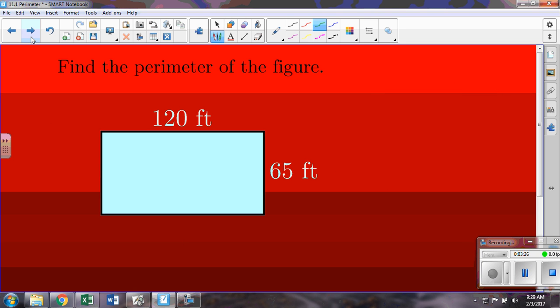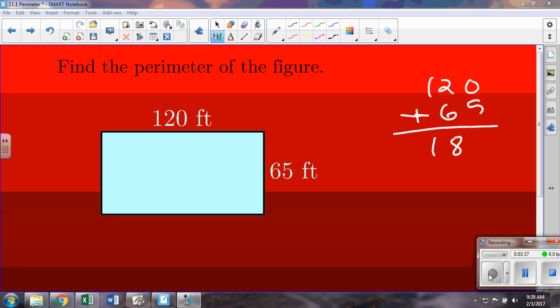What about here? A common error that students will make is to take 120 plus 65 and say that the answer is 185. That is wrong. Because perimeter is not just 2 sides. Perimeter is you add up all the sides.